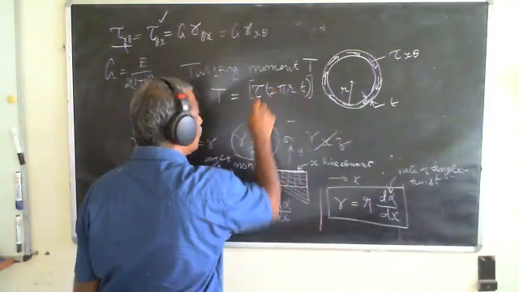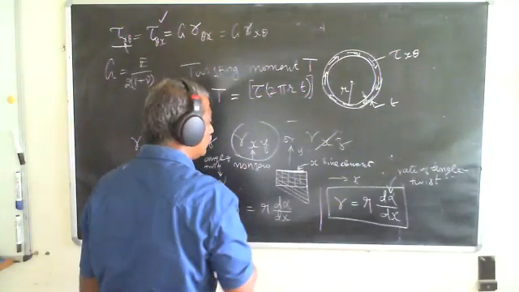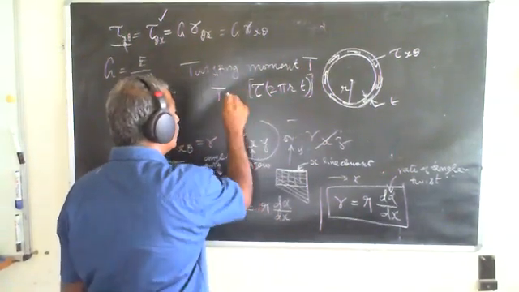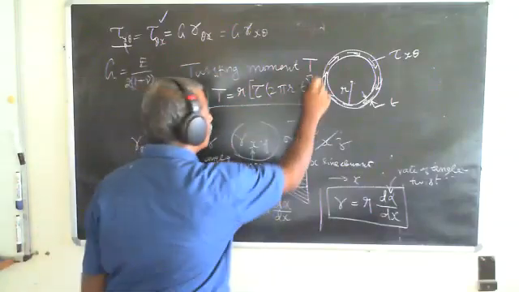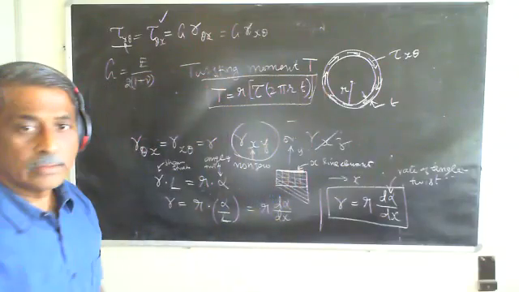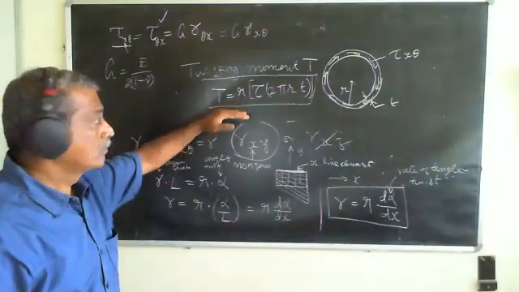Okay. Into the diameter, multiplied by r. Multiplied by r will give me the torque. Is this okay? Is this clear?